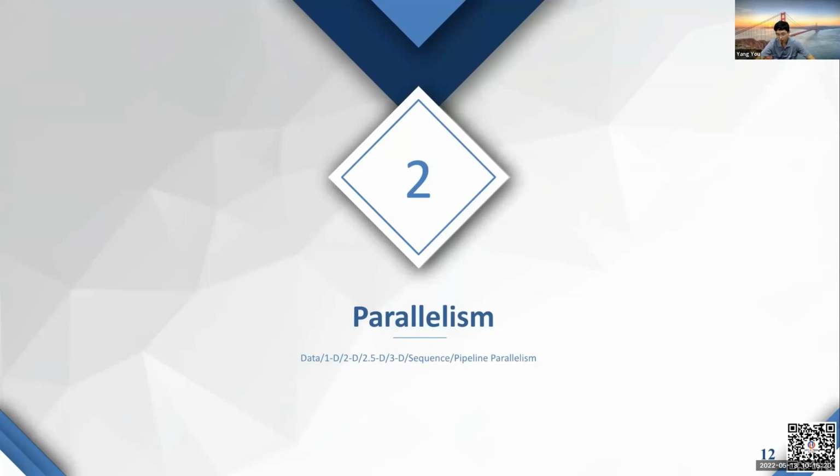Now let me briefly introduce the key techniques of Colossal-AI. The first key technique is that we need to get enough parallelism, because we need to handle hundreds or even thousands of GPUs. Otherwise, the utilization rate of our hardware will be very low. So the question is, where does the parallelism come from? How can we get enough parallelism?